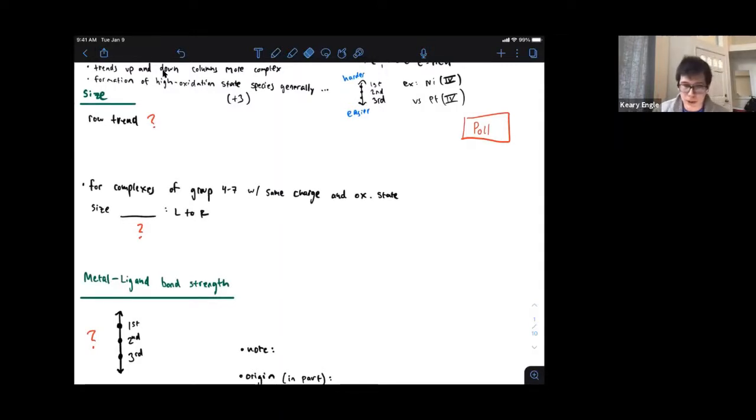Okay, so this brings us to our poll, where we'll poll your intuition about some of the trends that we will talk about subsequently, namely atomic size and metal-ligand bond strength. So this one should have three questions, I think.